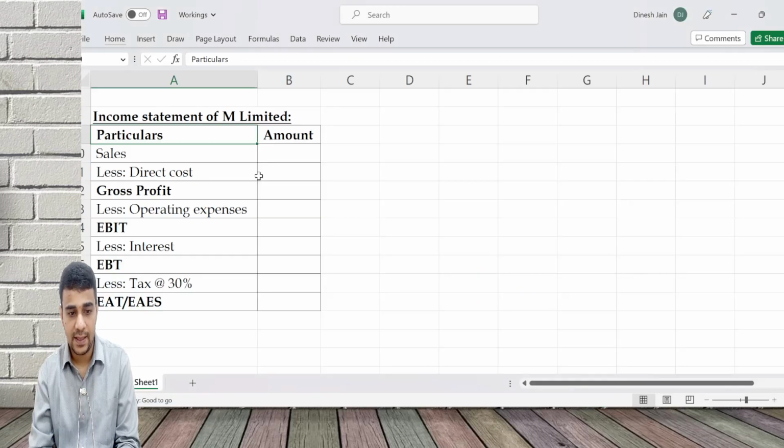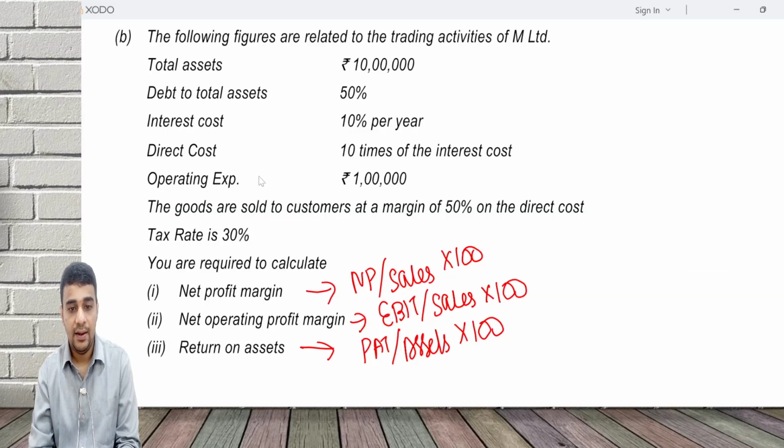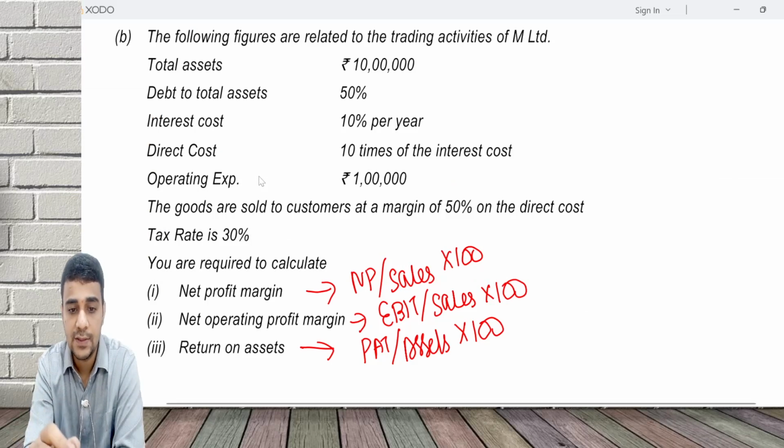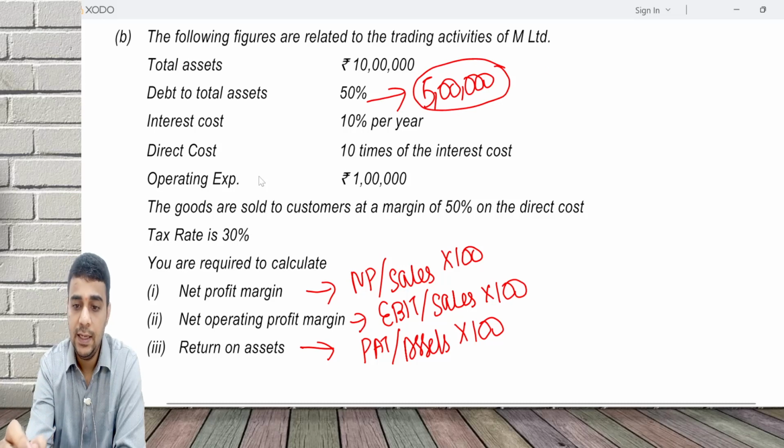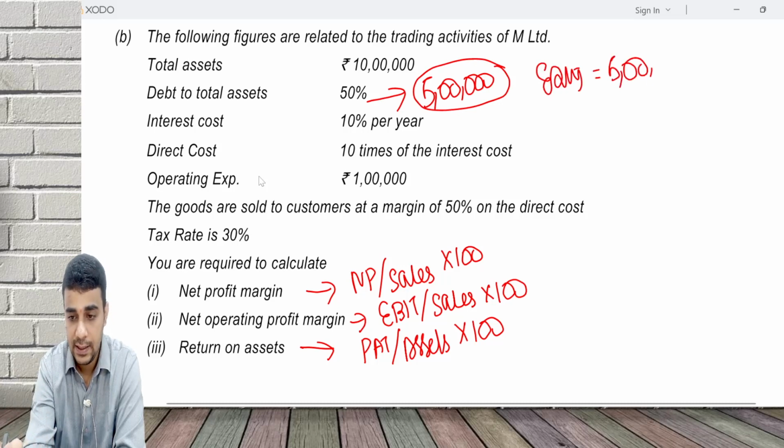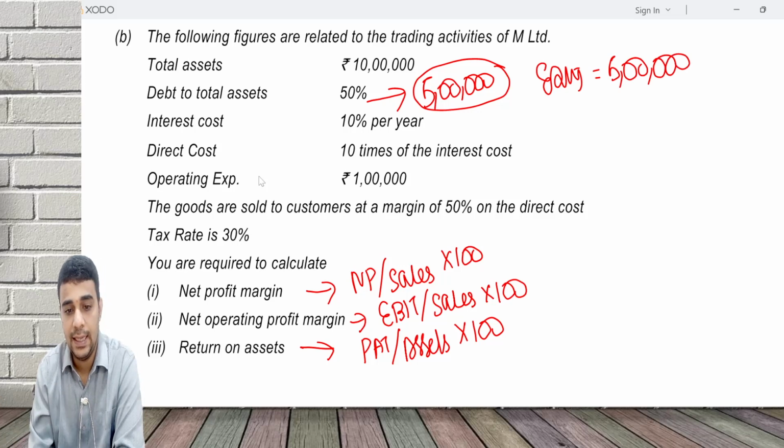Total asset figure is 10 lakh. Debt to total assets is 50%. So debt to total assets is 50% means debt figure is 5 lakhs. I'm not doing a separate calculation for this. Debt figure is 5 lakhs, which means equity figure is also 5 lakhs. You will use this later; somewhere the equity figure would be used later on.